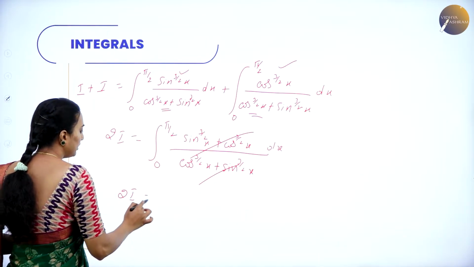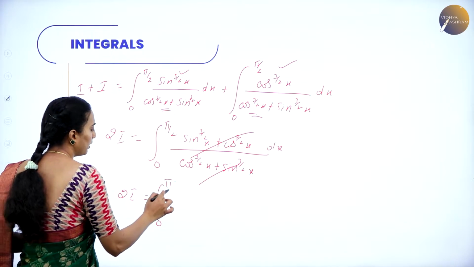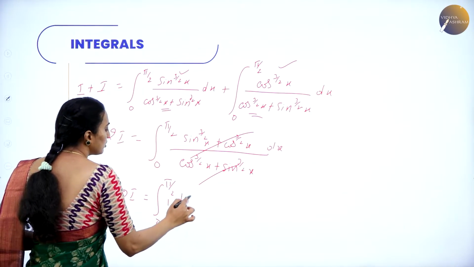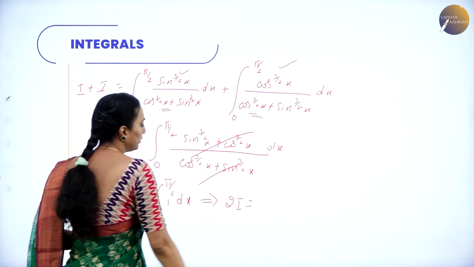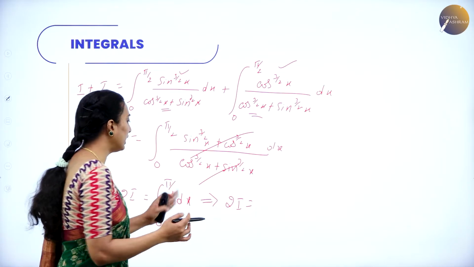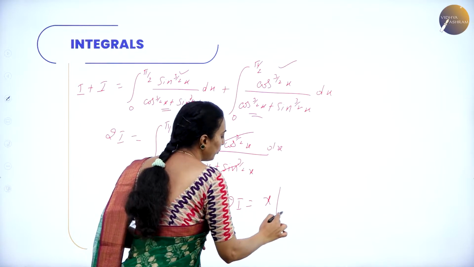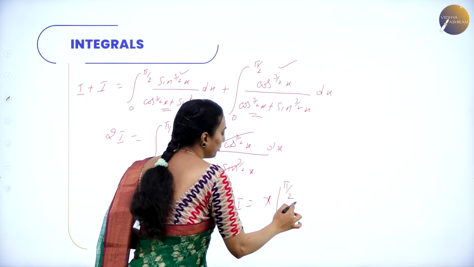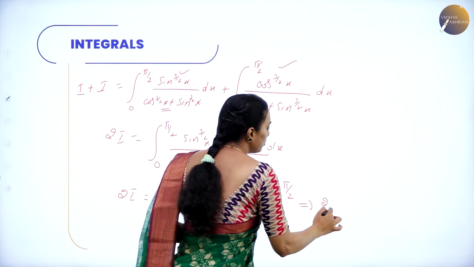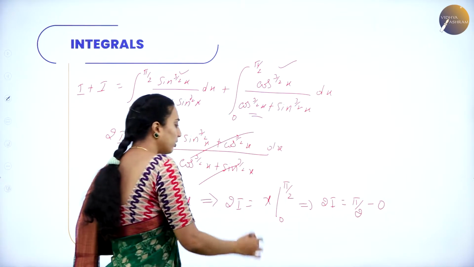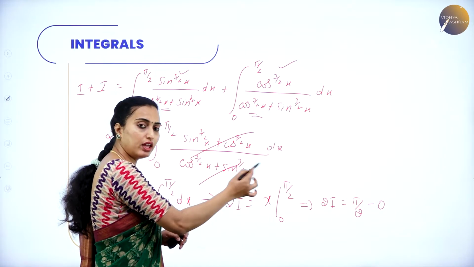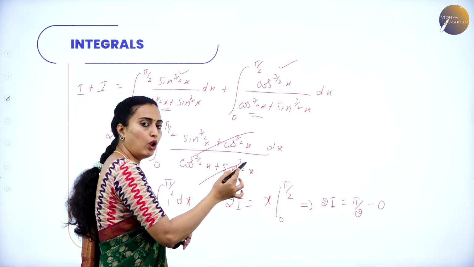So 2I is equal to the integral from 0 to pi by 2 of 1 into dx. Now the integral of 1 into dx is nothing but x, from the limit 0 to pi by 2. Therefore 2I is equal to pi by 2 minus 0, because you first apply the upper limit and then subtract the lower limit.